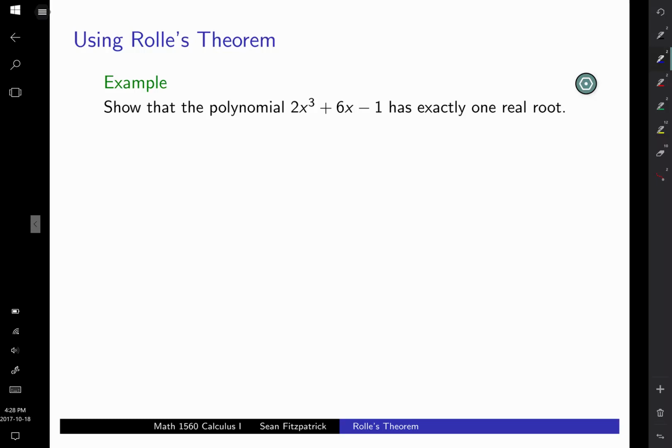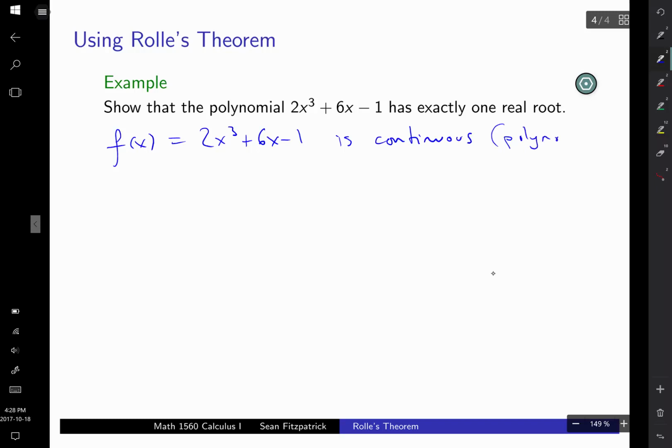Well, first of all, if we let f of x equal 2x cubed plus 6x minus 1, we know that this is continuous. Why is it continuous? Well, it's a polynomial, and we know that every polynomial is continuous. Okay, so far so good. So we've got a continuous function. Sorry, that was some terrible handwriting. Getting used to a new stylus here. Polynomial.